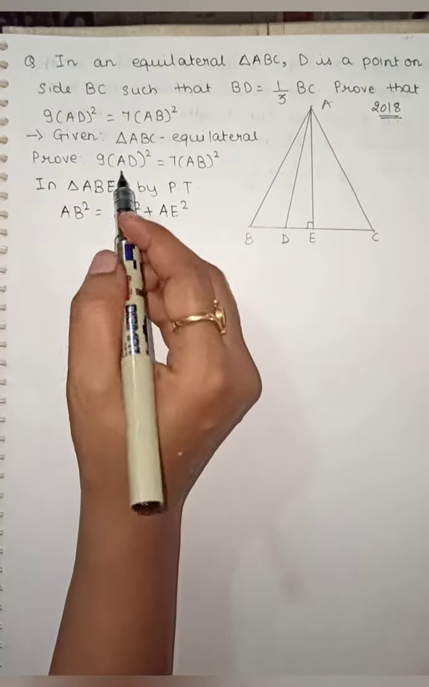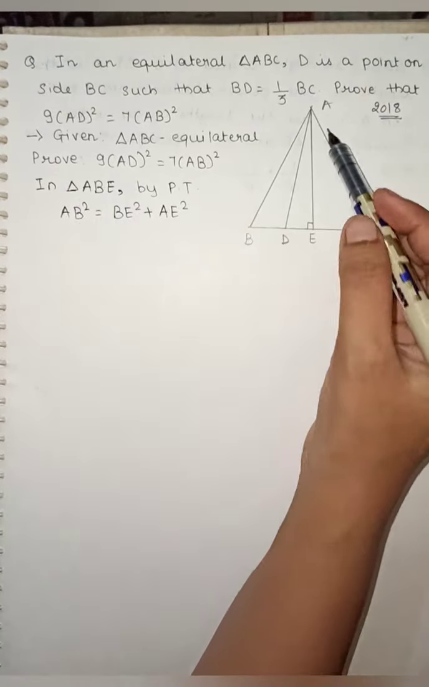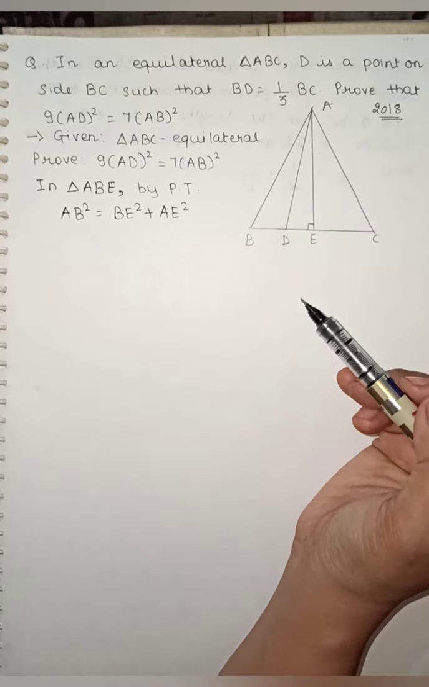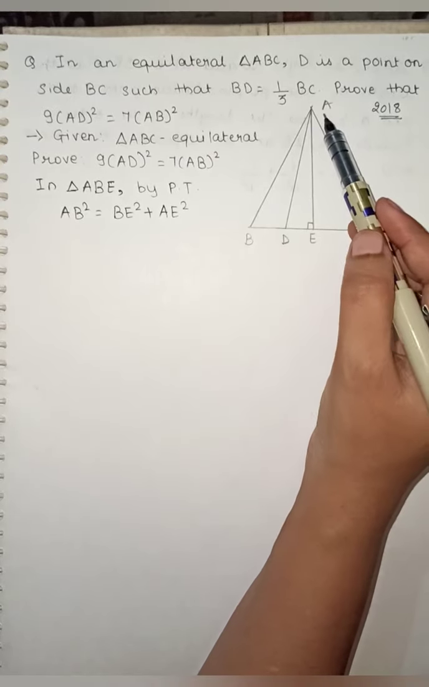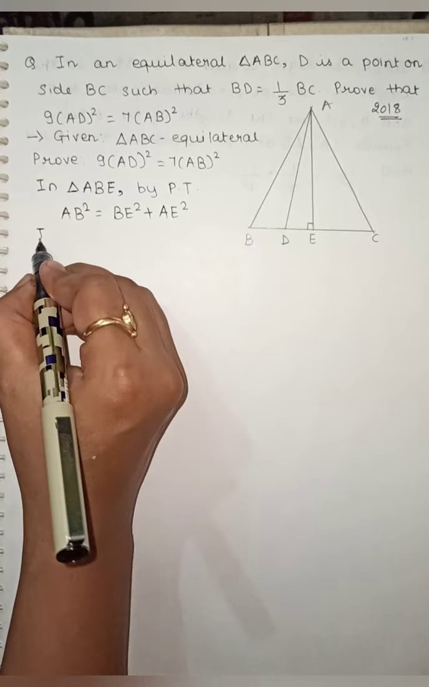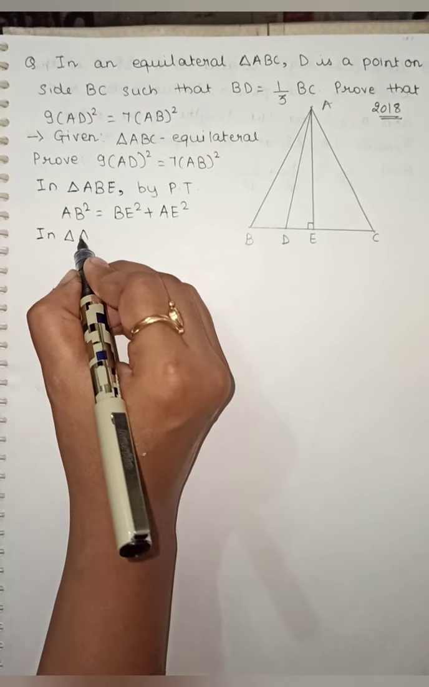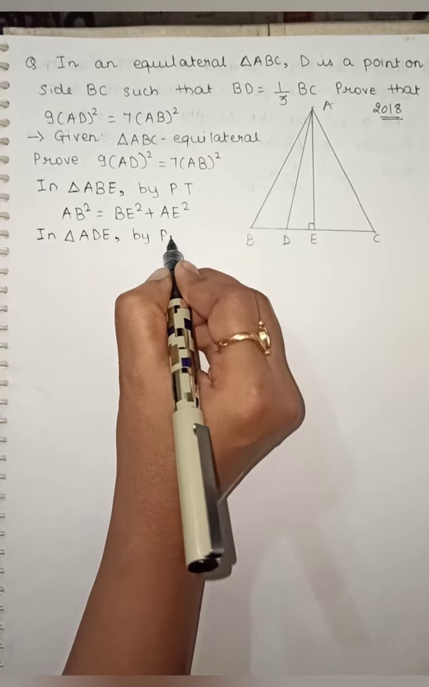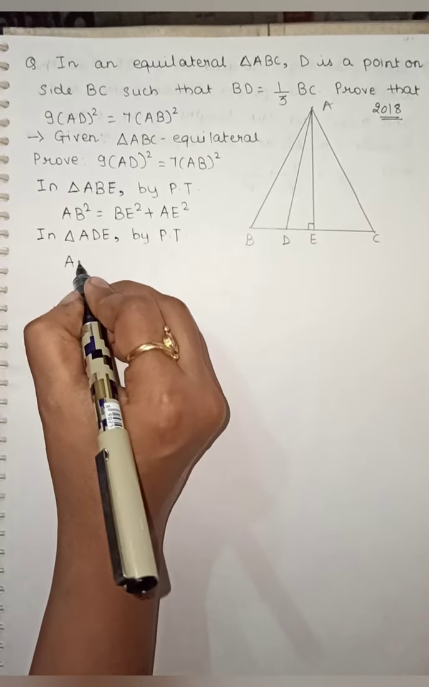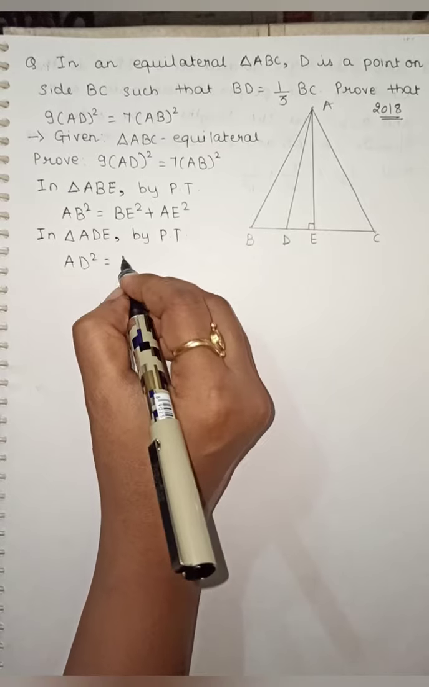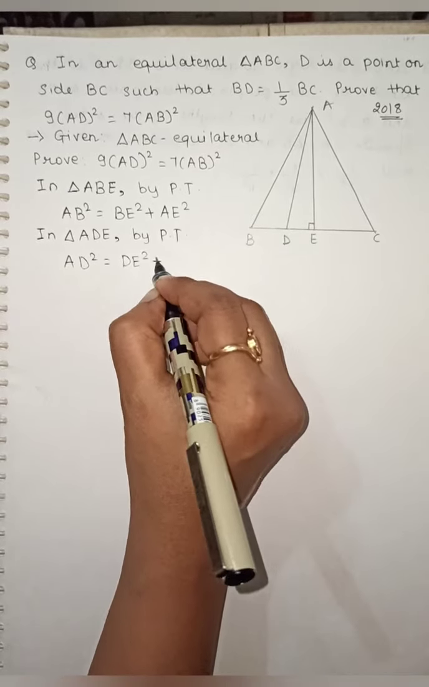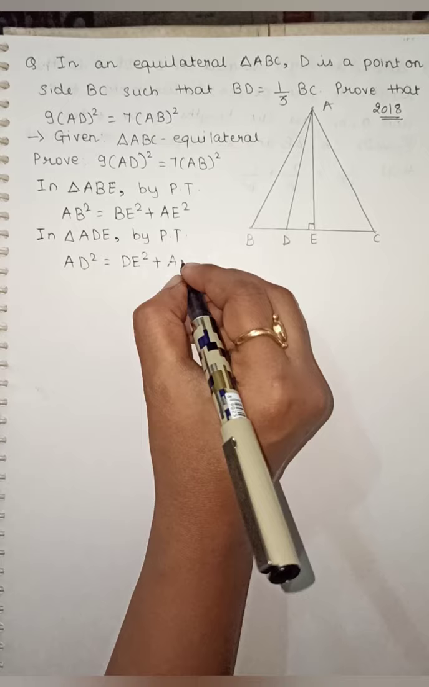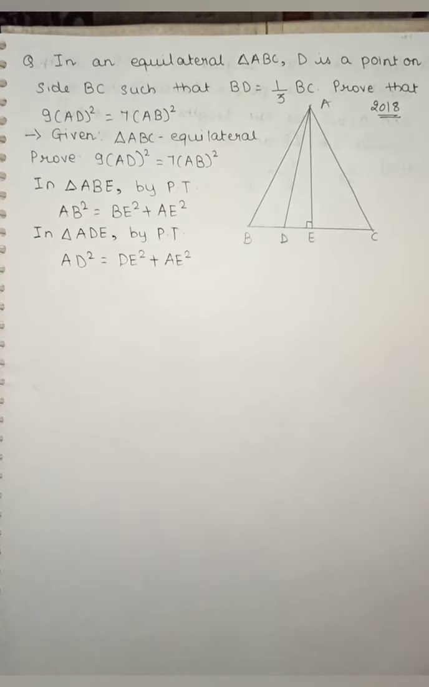Okay, what next? I want AD square also. Now for AD square, in which triangle will I apply Pythagoras theorem? In triangle ADE. So in triangle ADE, again by Pythagoras theorem, I can say AD square is equal to DE square plus AE square. Okay, so now I have got two equations.